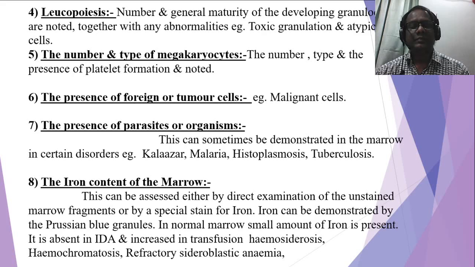Presence of parasites or organisms can sometimes be demonstrated in marrow in certain disorders: Kala-Azar, malaria, histoplasmosis, tuberculosis. The iron content of marrow can be assessed either by direct examination of unstained marrow fragments, or by special stain. Iron can be demonstrated by Prussian blue granules. In normal marrow, a small amount of iron is present. It is absent in iron deficiency anemia and increased in transfusion hemosiderosis, hemochromatosis, refractory sideroblastic anemia.